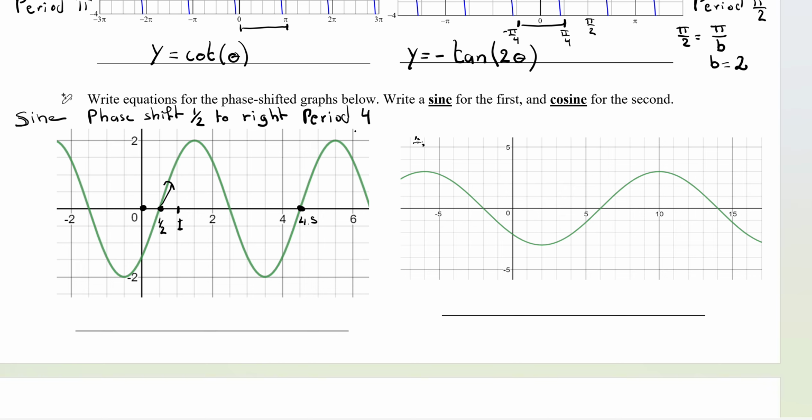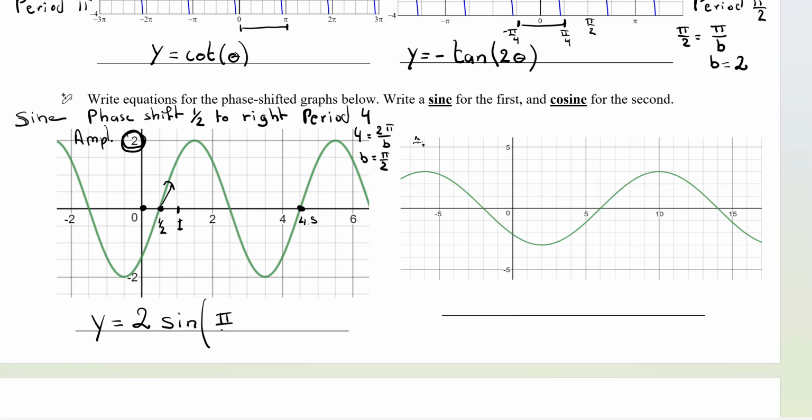And if we have a period of 4, then that means that 4 is equal to 2 pi over b, and therefore b will be equal to pi over 2. Okay, I think we have all we need. Oh, no, I missed something, don't I? An amplitude. We have an amplitude of 2. So now I think I'm ready. So y is equal to 2 for the amplitude, and we said that's a sine function. So sine of, we have a shift of 1/2 to the right and a period of 4 with a b value of pi over 2.